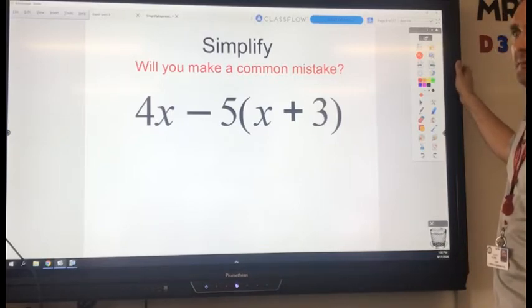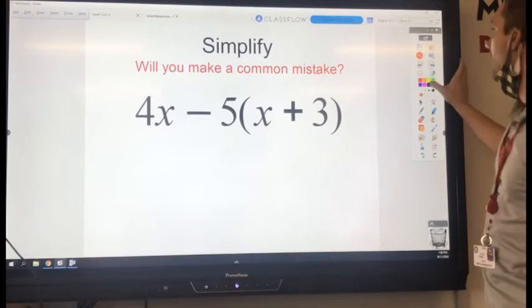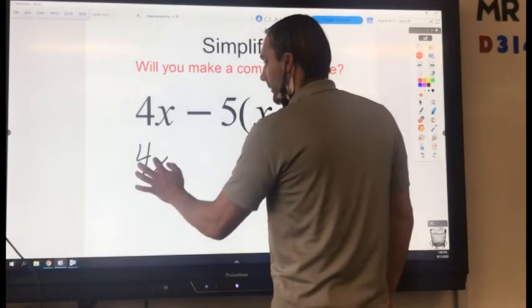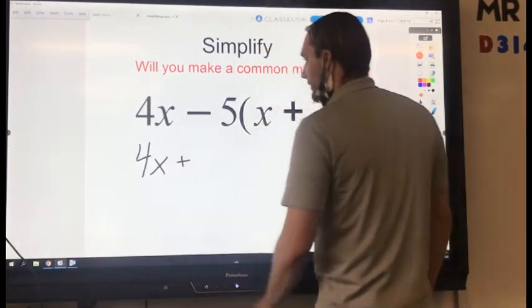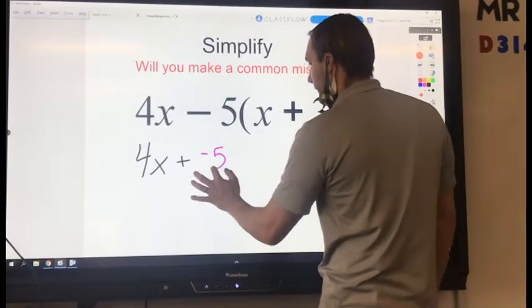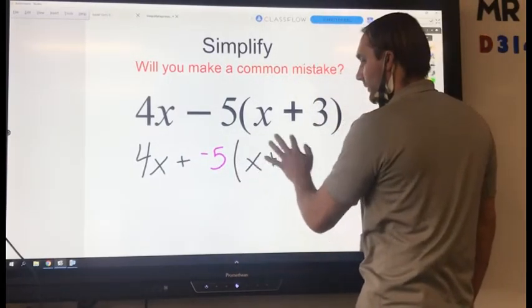Top 3 of most common mistakes in algebra right here. The negative 5, right? Remember I said yesterday, there is no such thing as subtraction. This is really a 4x plus a negative 5. If I've written the problem like this, you would know what to do, right?